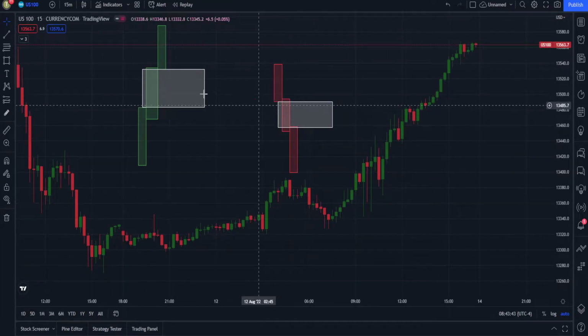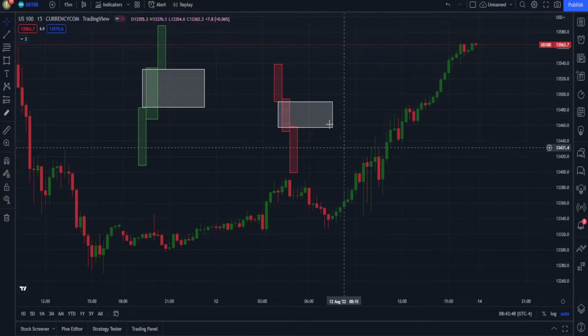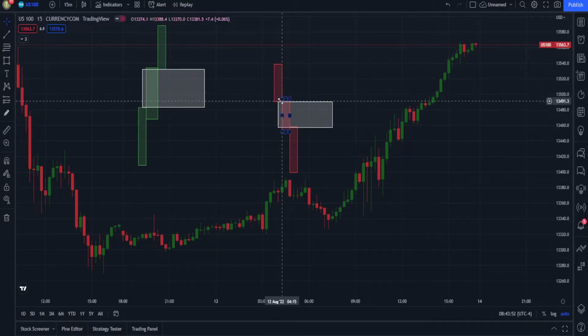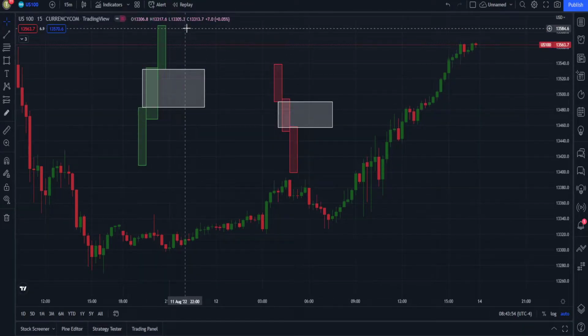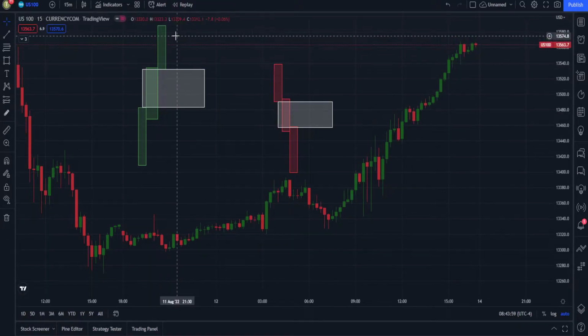So this is the bearish and this is the bullish. So if you're a bearish bias, like you think the day is gonna go down, then these are what you're looking for, these type of gaps. If you're bullish for the day, think it's gonna go up, this is what you're looking for.